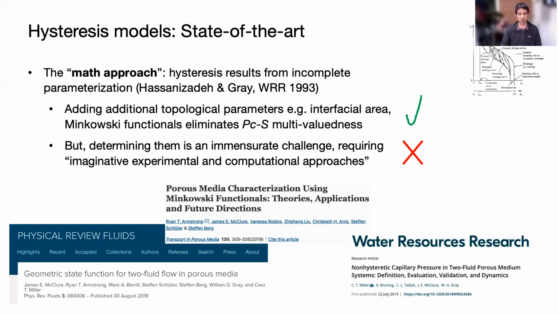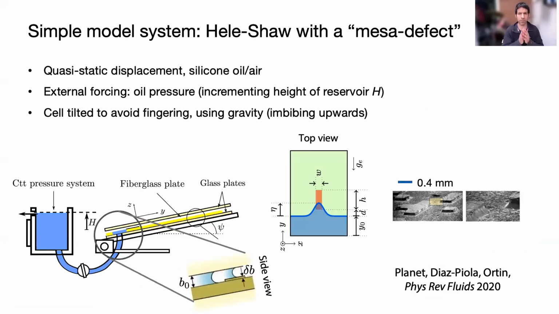However, and this is quoting, I think the paper by Miller, determining all these parameters is an immense challenge, imaginative, as they said, experimental and computational challenge. So what we offer is a simple model, which is based on the simple conceptual model that can be realized experimentally and analytically very easy. So this is a Hele-Shaw cell with a perturbation. Essentially, it has a change in the thickness locally.